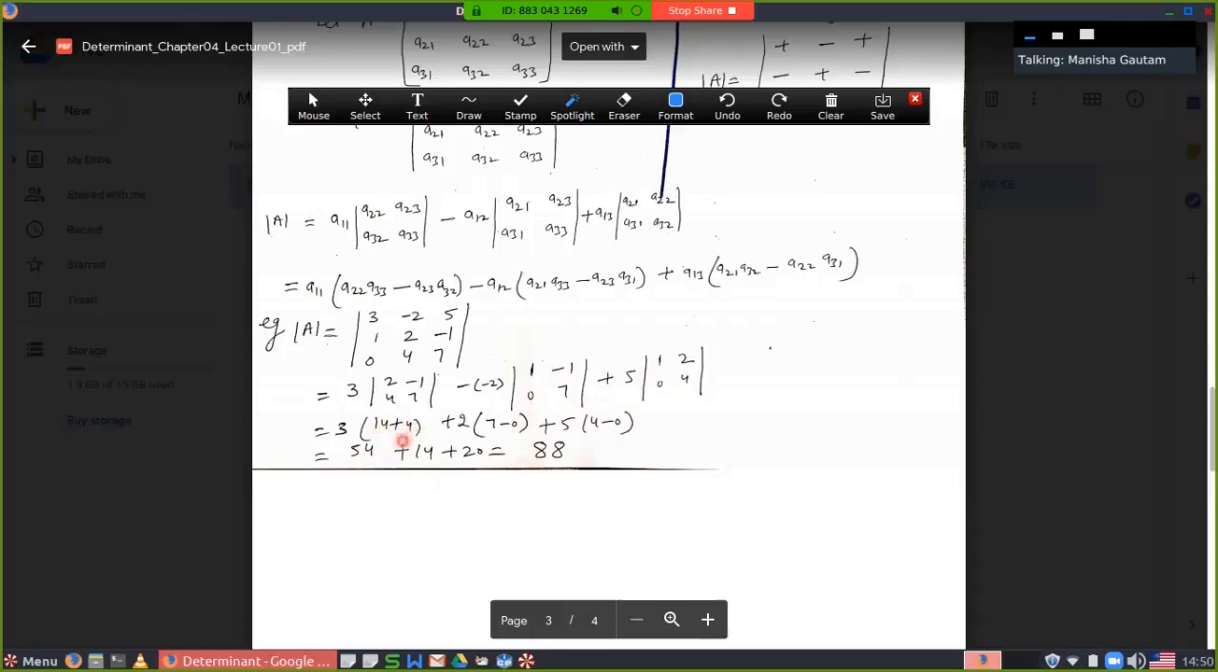14 plus 4, 18. 18 3s are 54. 7 2s are 14. 5 4s are 20. Add them. What will you get? 88.